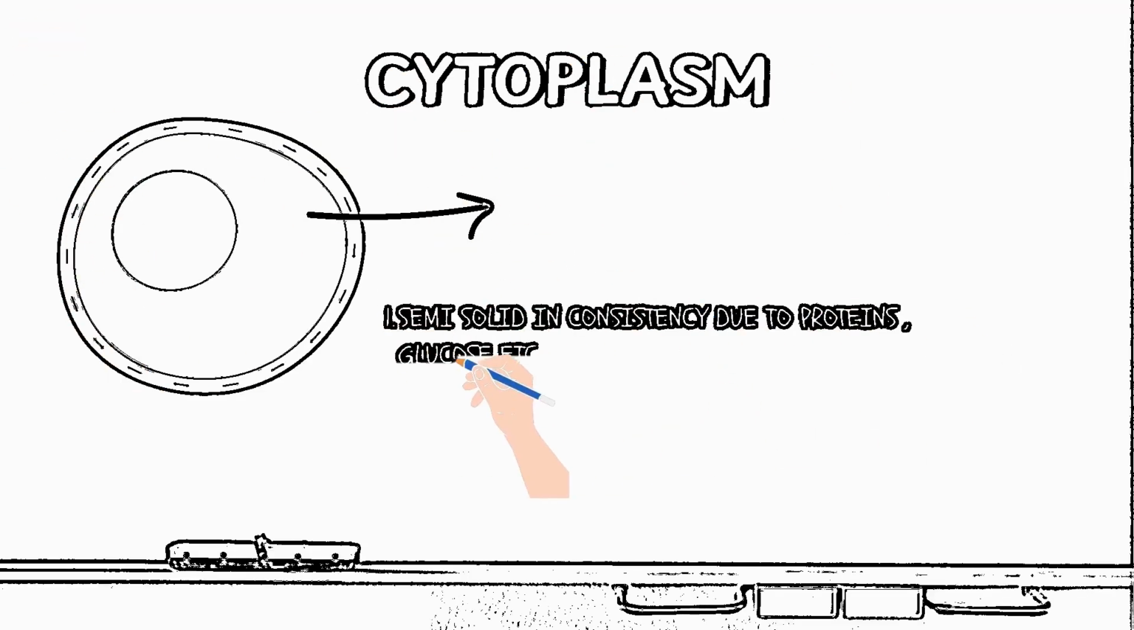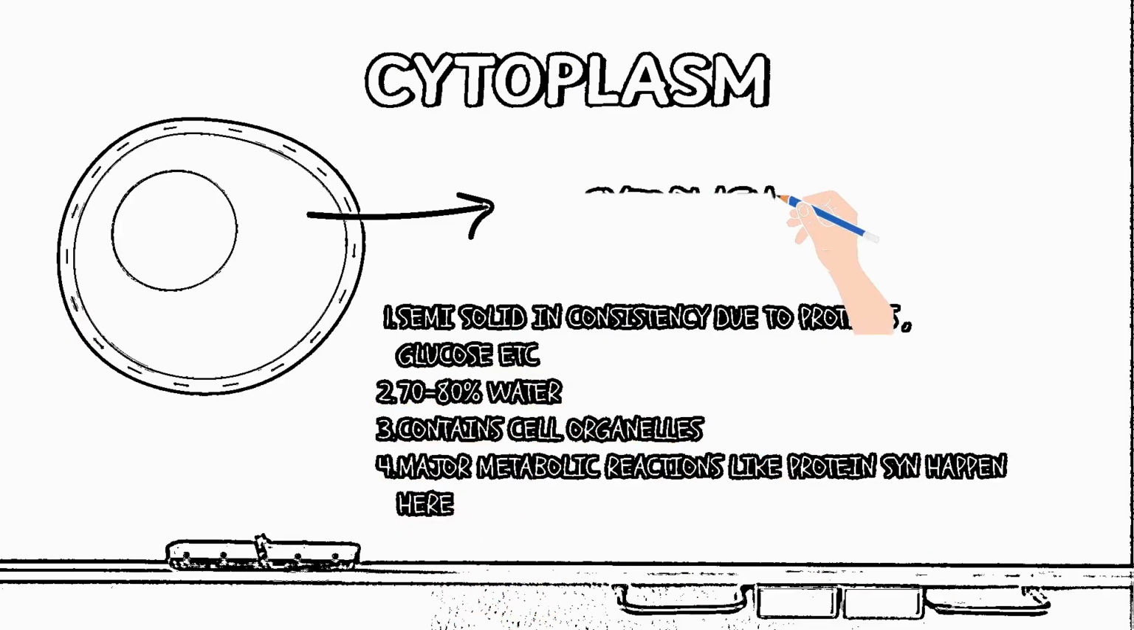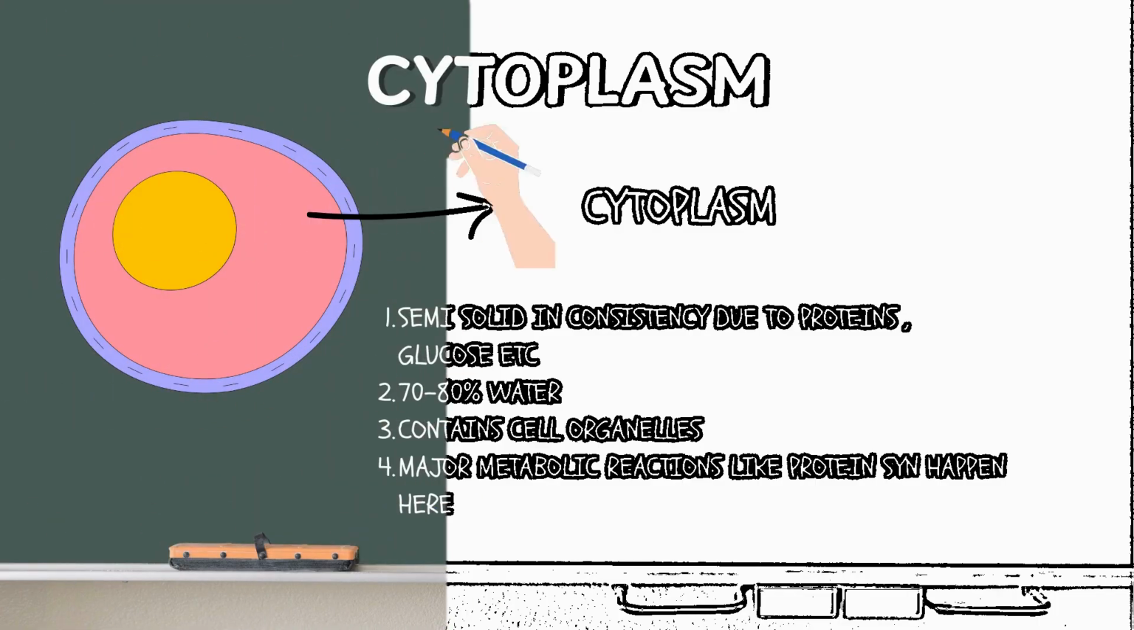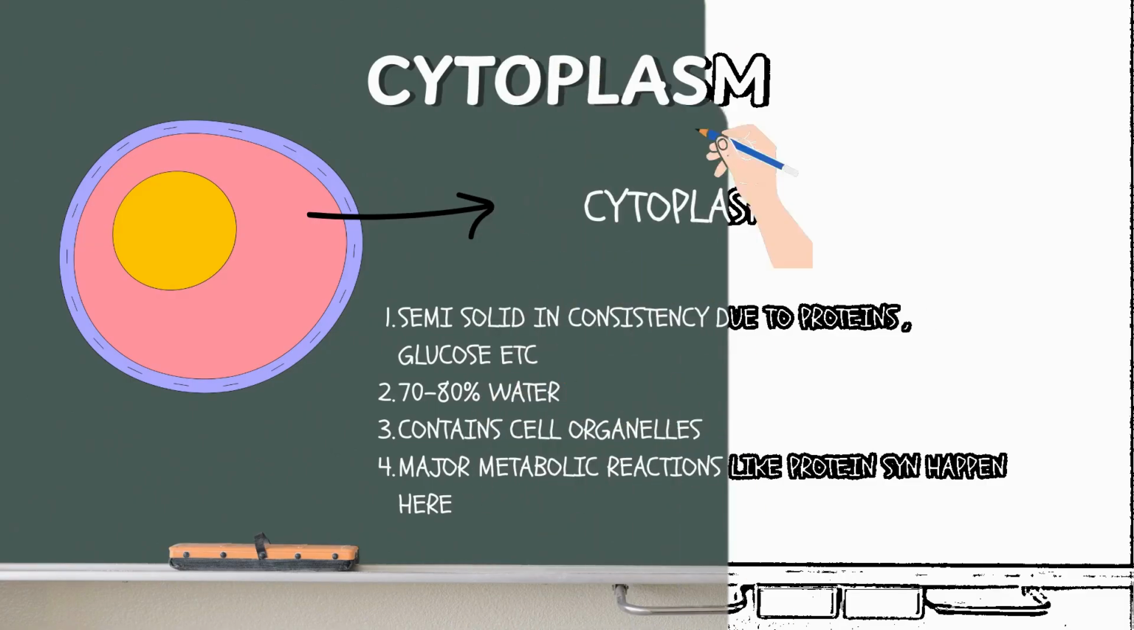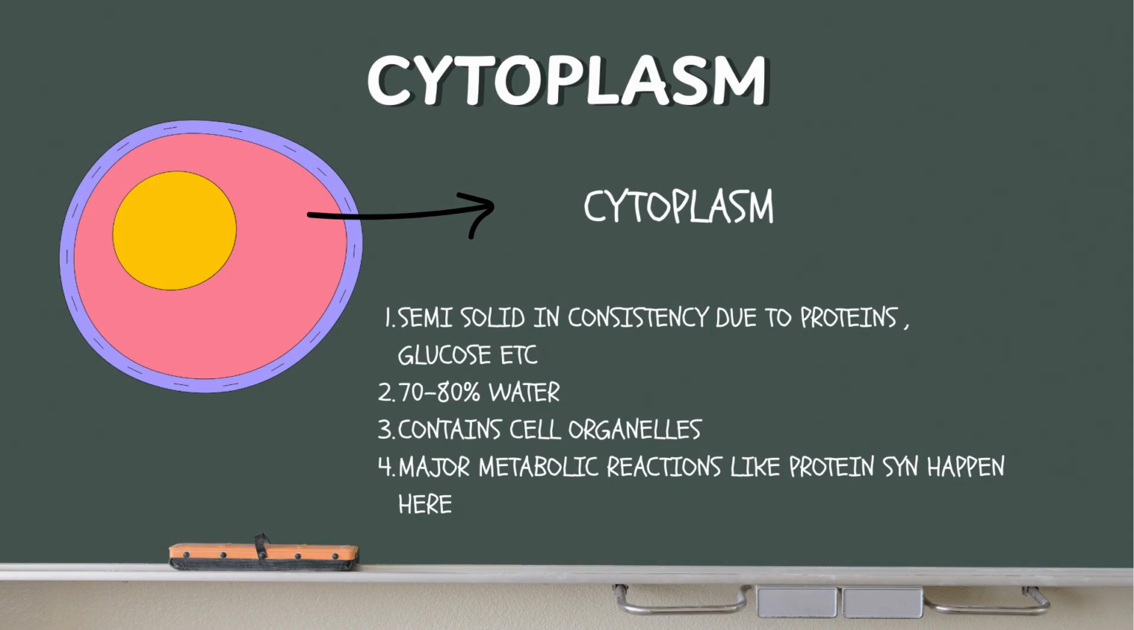Coming inside, the cytoplasm lies between the plasma membrane and the nuclear envelope. It consists of organelles suspended in cytosol. Even though the cytoplasm consists of 70 to 80% water, it is semi-solid, which means it has proteins, glucose, other simple sugars, polysaccharides, and other derivatives of glycerol present in it. Many metabolic reactions like protein synthesis take place in the cytoplasm.